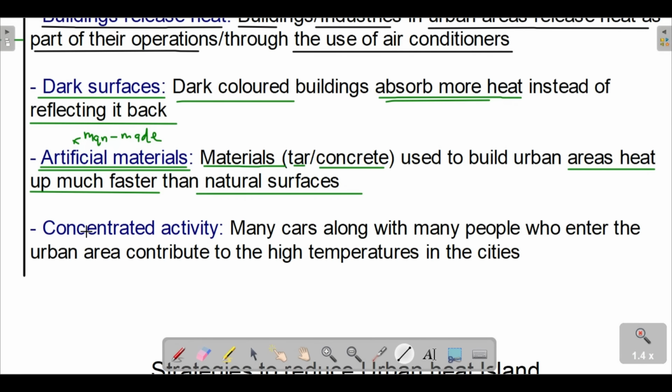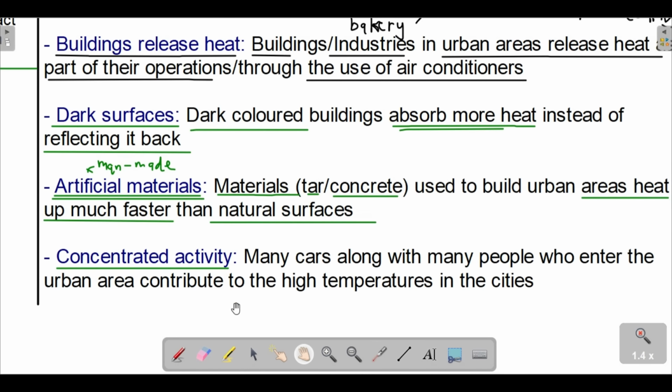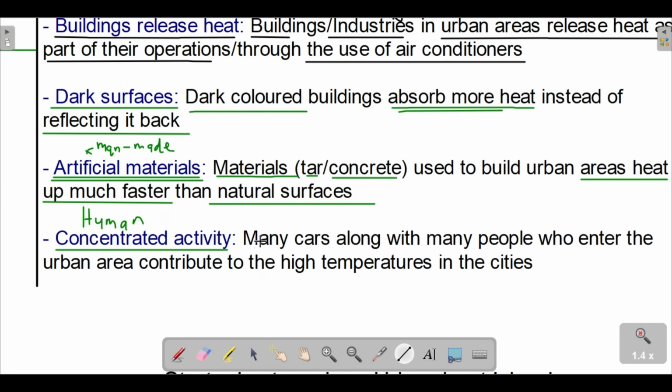Right, so that's the fifth point. Then another point I have here is concentrated activity. What do we mean by that? By concentrated activity, I'm referring to human activity. Should have rather written human activity. Okay, so human activity such as many cars.